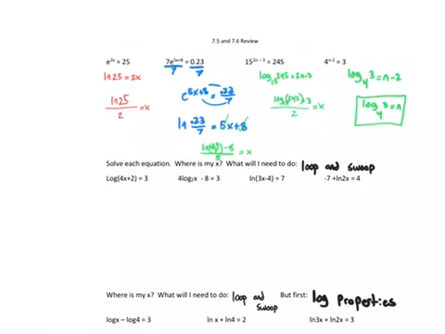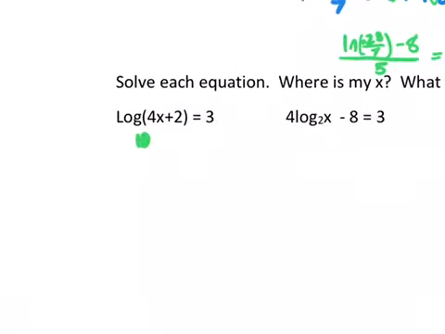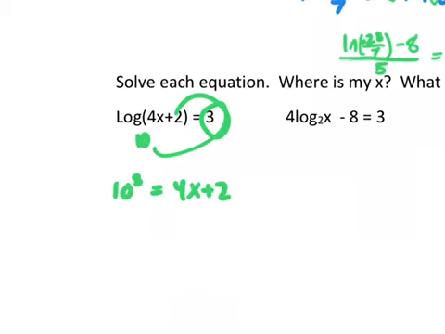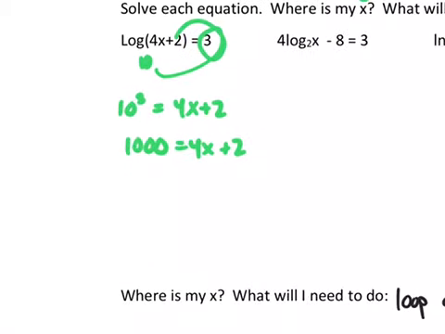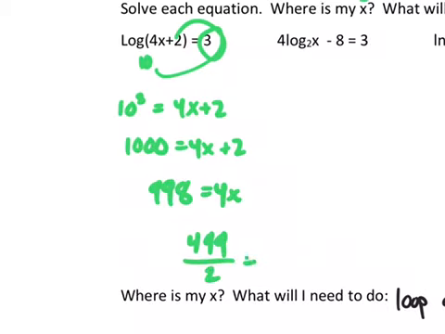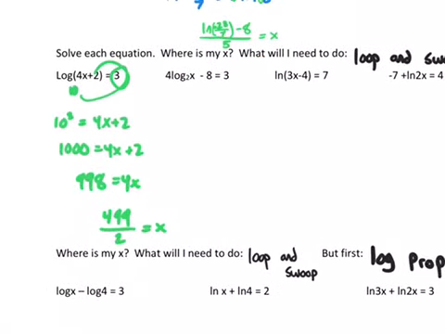Now in this section, we're going to solve each equation. Where is x? X is trapped within the logarithm on all of these. We will need to do loop and swoop. If I don't see a base, it's base 10. So this is 10 cubed is equal to 4x plus 2. 10 cubed is 1,000. I would subtract 2 from both sides. I would divide both sides by 4. And we'd end up with 499 divided by 2 is equal to x, once we simplified 998 divided by 4.